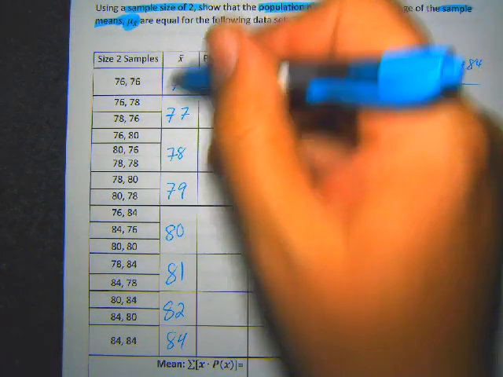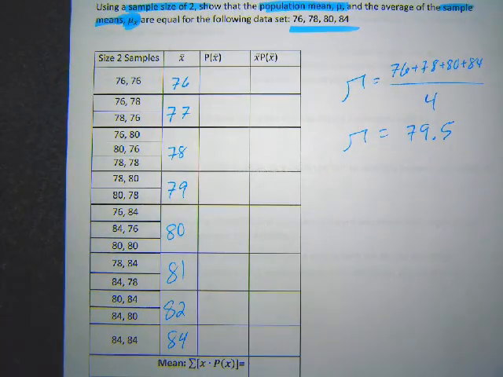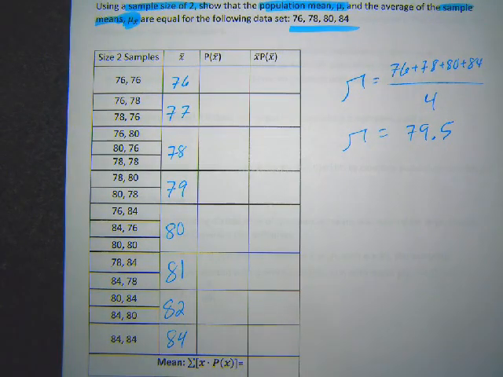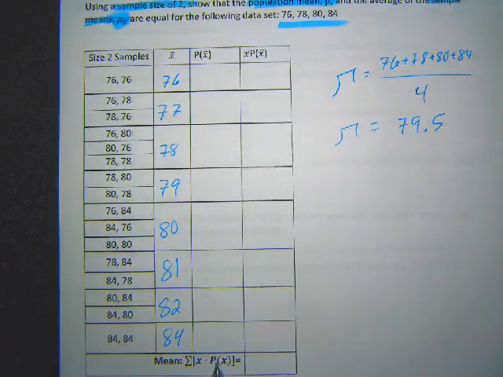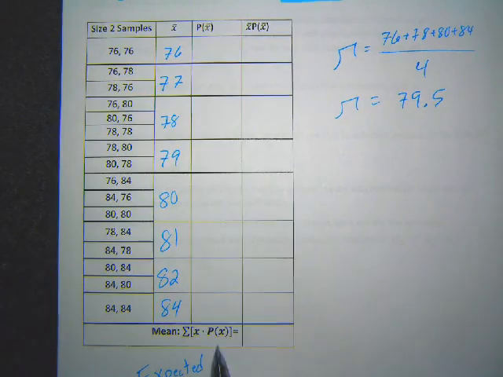Now we want to find the mean of all these sample means. We're going to do that using the expected value calculation. We saw this expected value calculation before where we find the values, and then the probabilities of those values, and then we multiplied those and added them all up. So first we want to find the probabilities.